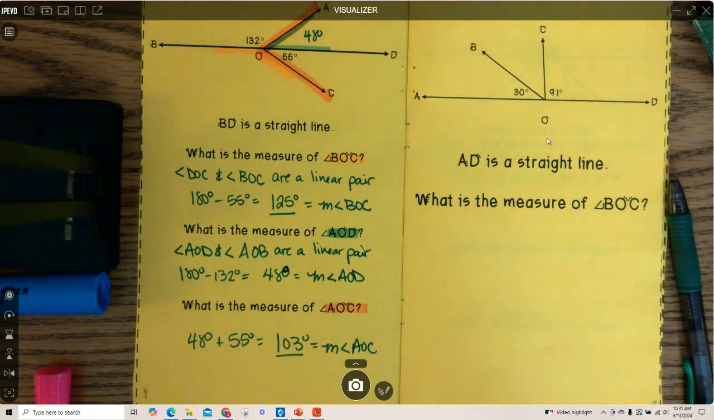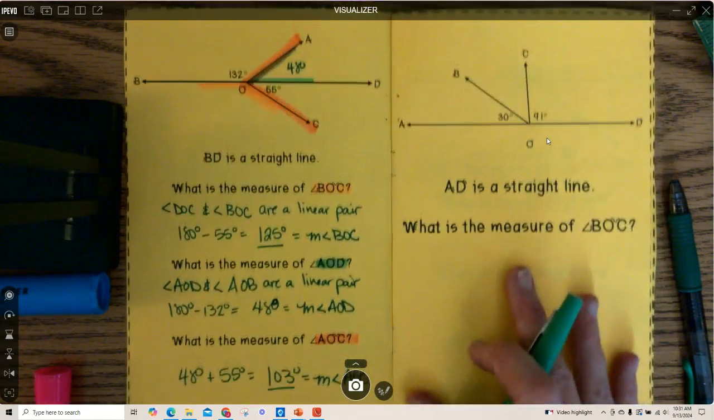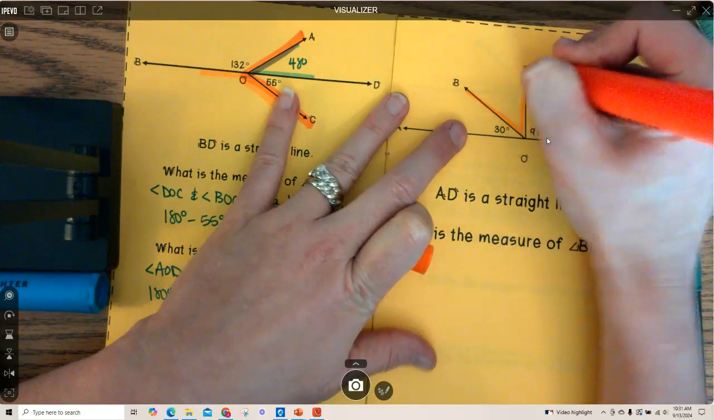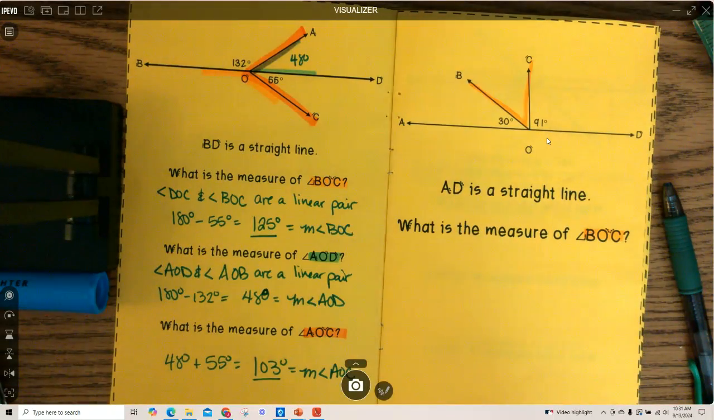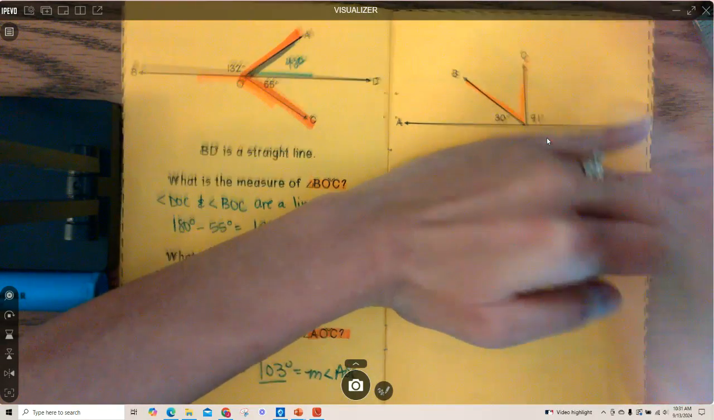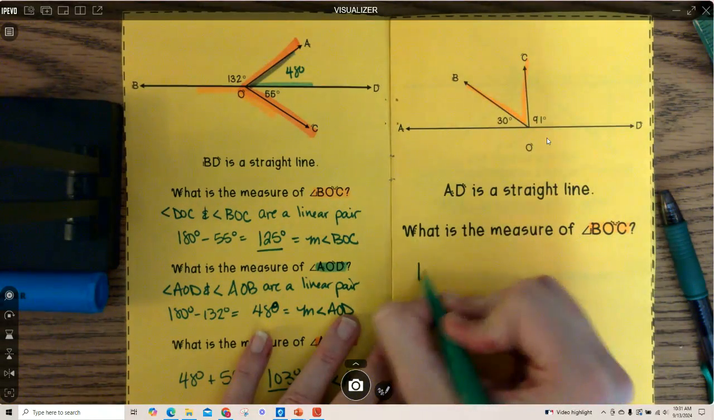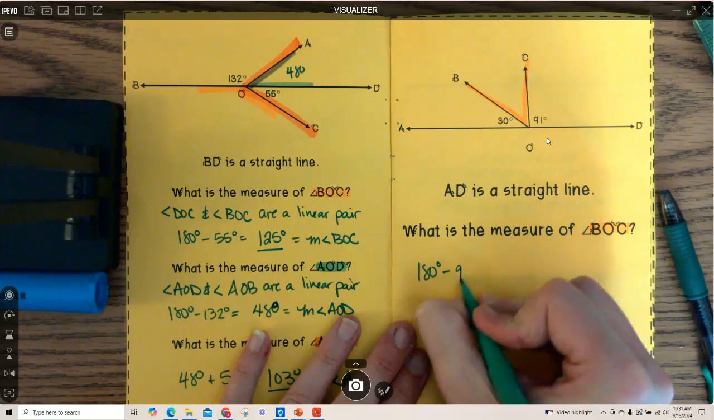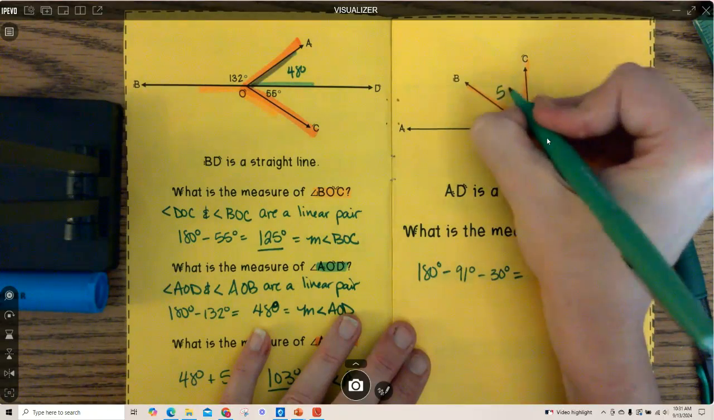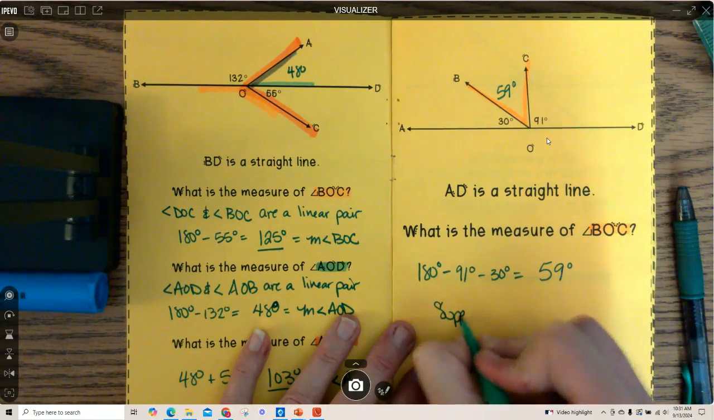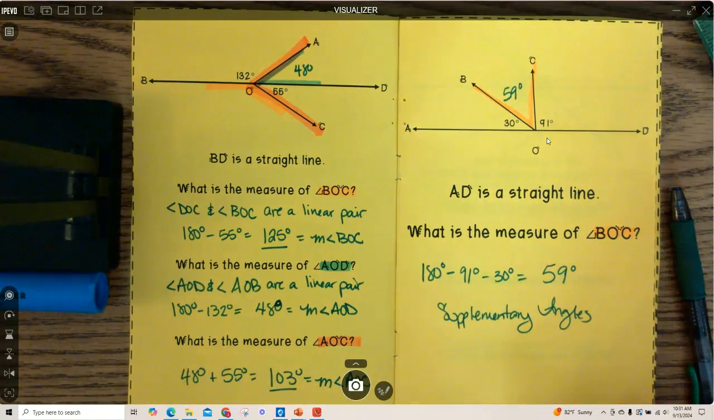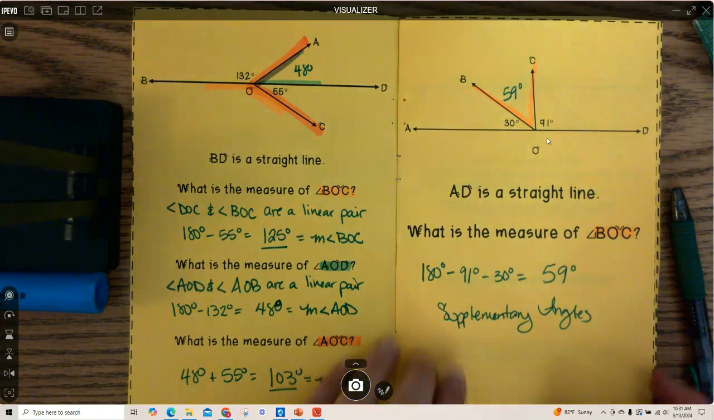All right, the next one, AD is a straight line. What's the measure of BOC? So BOC, that's this angle here. So we're no longer a linear pair, but we're supplementary angles. These three angles, because the base is a straight line, would add up to 180 degrees. So I can take 180 degrees, subtract the two angles that I know, and get 59 degrees. That would be the measure of this piece, and those are supplementary angles.